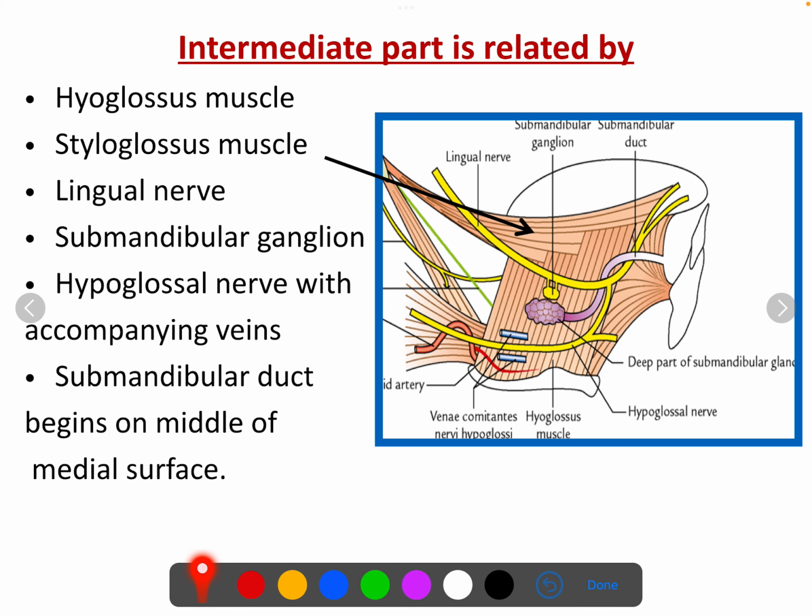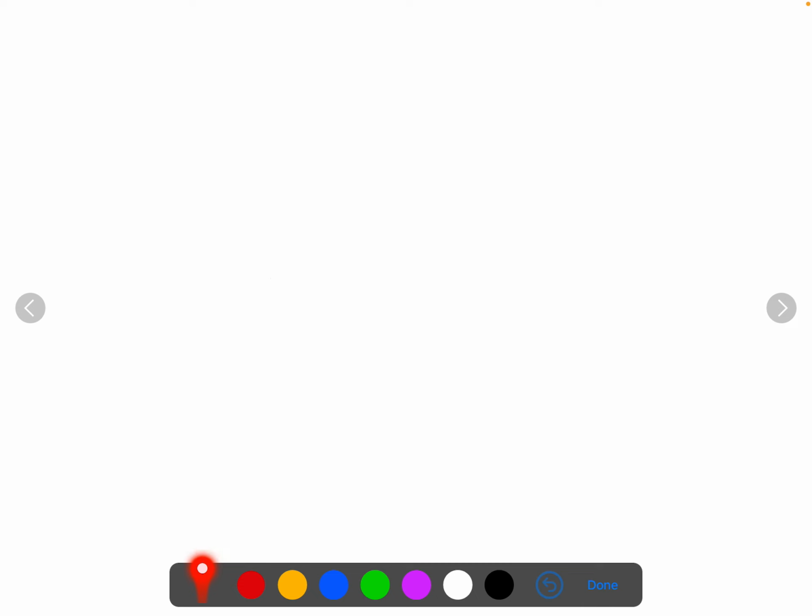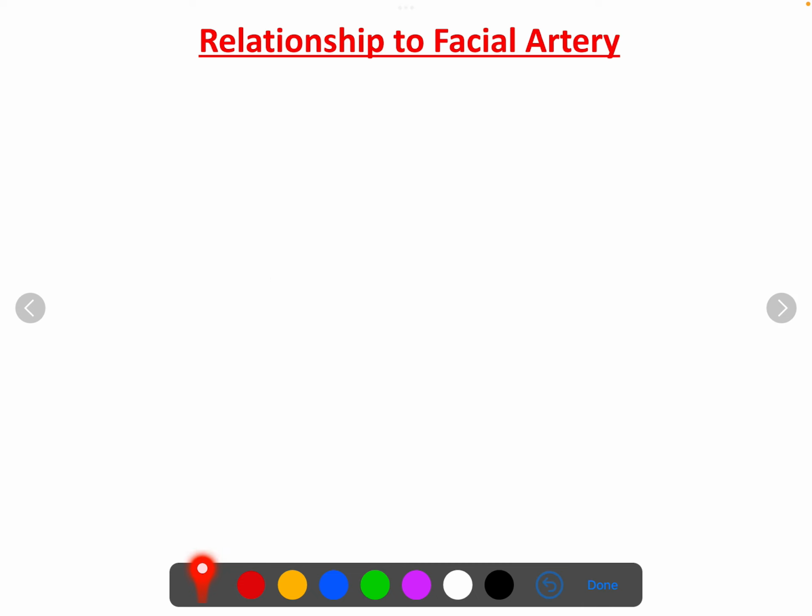The posterior most part is related to the stylohyoid ligament, then the styloglossus muscle, then the glossopharyngeal nerve, then the stylopharyngeus muscle, and the middle constrictor of the pharynx. These are the relations of the medial surface of the submandibular gland.